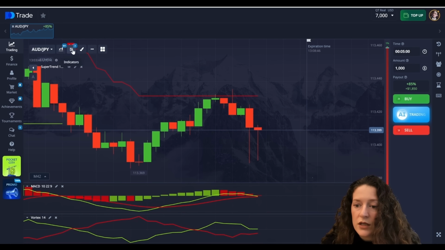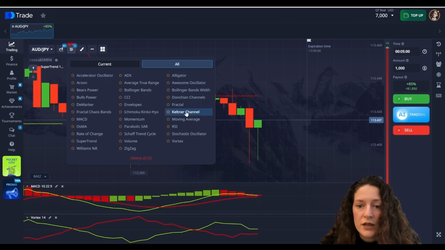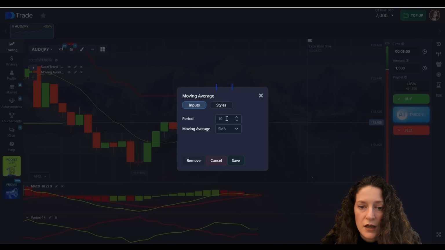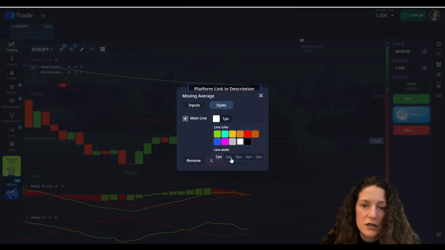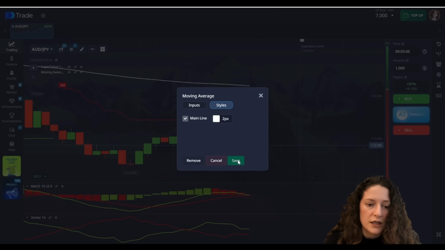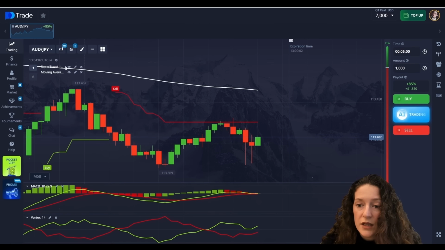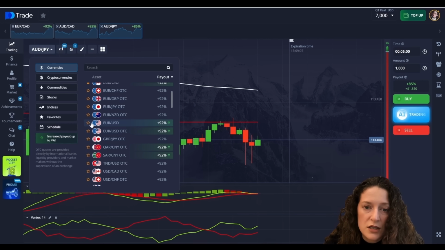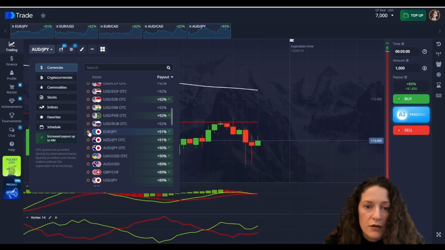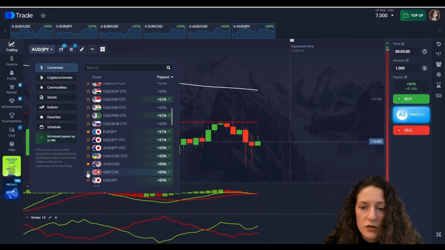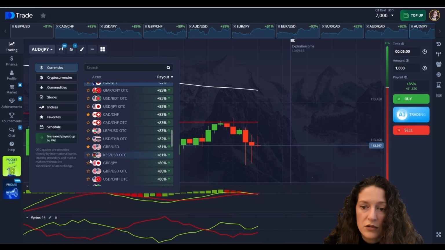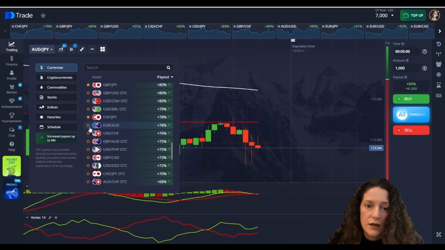The fourth and final indicator of the method is the moving average. Let me increase the period to 100. The color is white and keep it. This method, like most methods, only works well on high percentage currency pairs. For example, I found it best to use currency pairs above 70% rate to get good results.